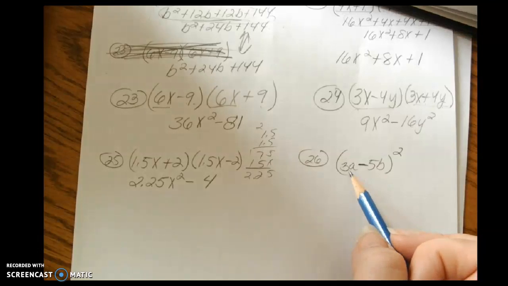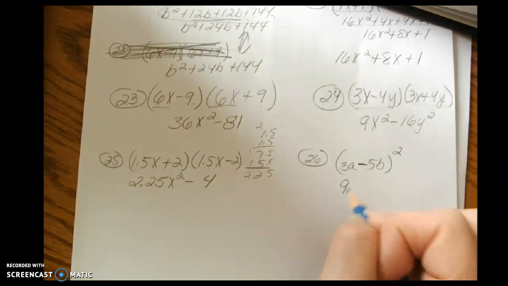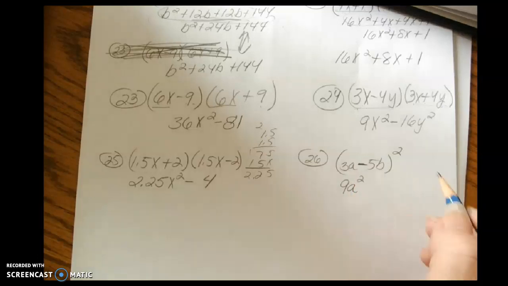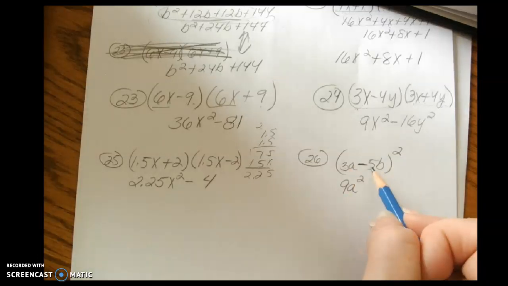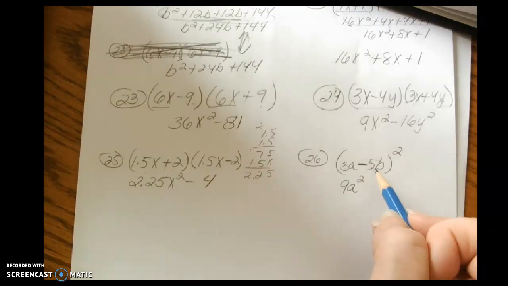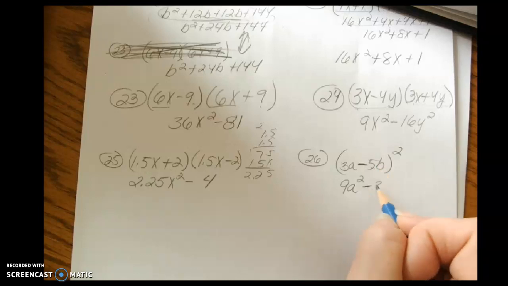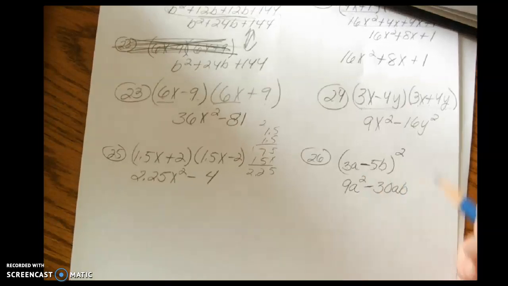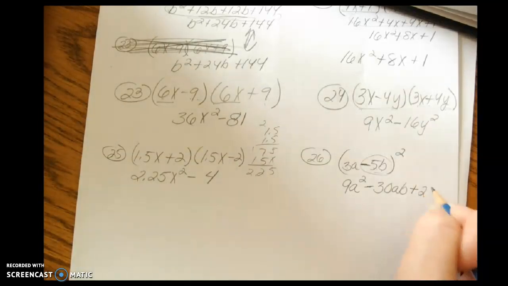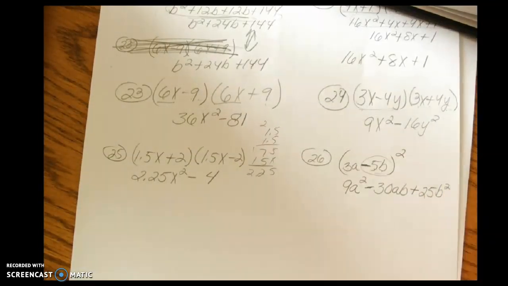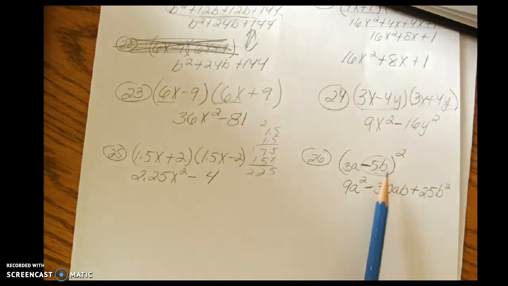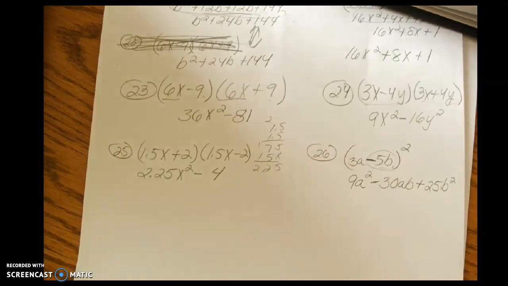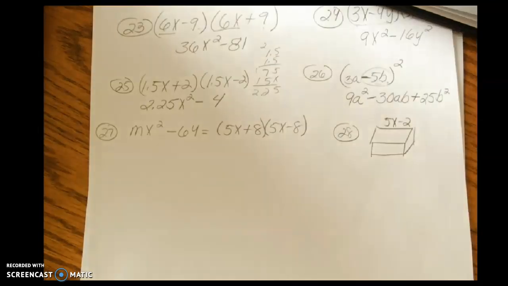So I'm squaring this, which is 9a squared. 3 times 3 is 9. I'm doing 3 times 5, or negative 5, times 2. So 3 times negative 5 is negative 15, times 2 is negative 30. So it's negative 30ab, because there's an a and a b here that we cannot forget. And then I'm squaring the last one, and a negative times a negative is a positive. So I would have 25b squared. So this one's a little bit different, just because there was a variable at the end, and that's what makes it different. 27.